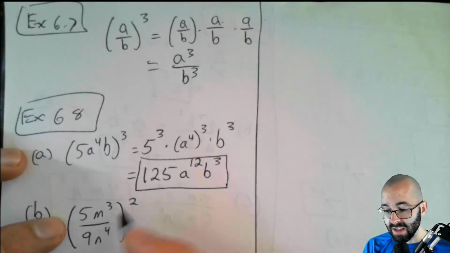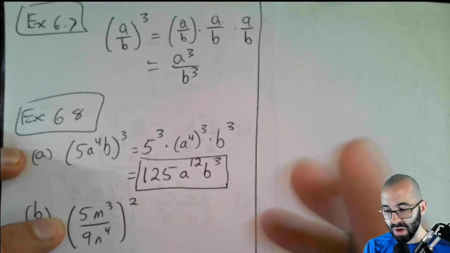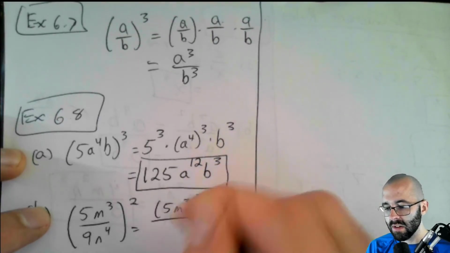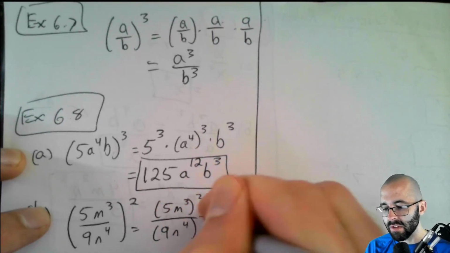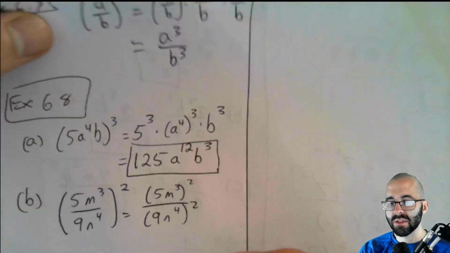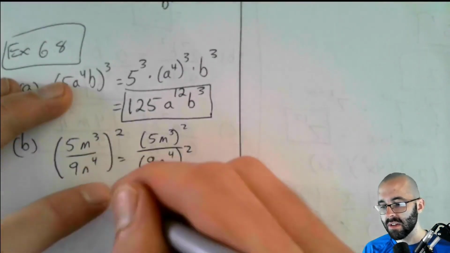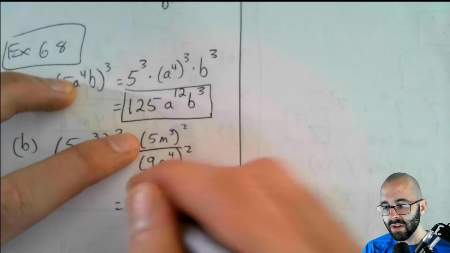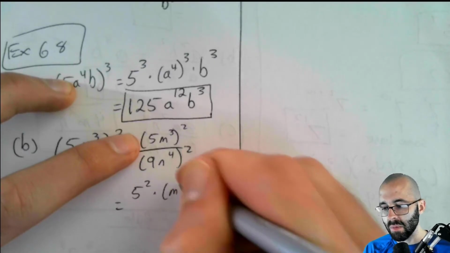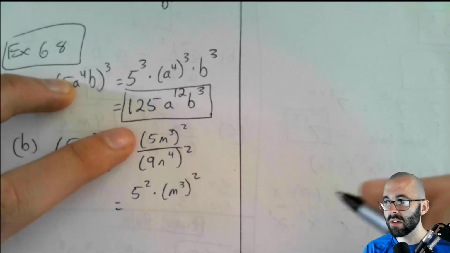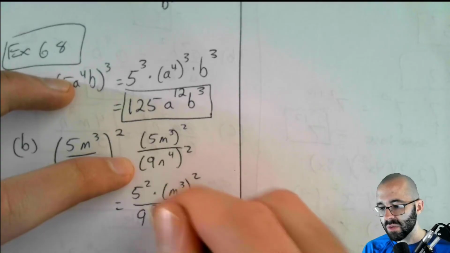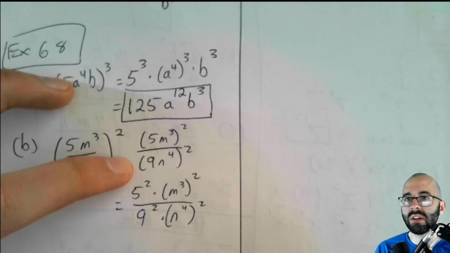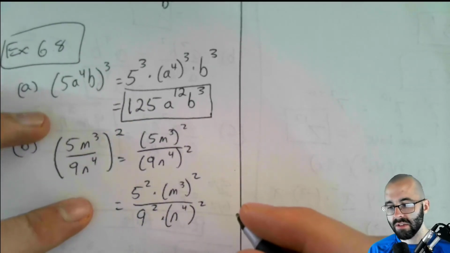We just had the property that said if we have a fraction, we square the top, square the bottom. So this will be 5m cubed squared and 9n to the 4th squared. And we will just continue using properties. We're squaring a product. That means we square each one. So that's 5 squared times m cubed squared. This is 9 squared times n to the 4th squared. And I go through these pretty quickly. Feel free to pause or slow down the video as you need.